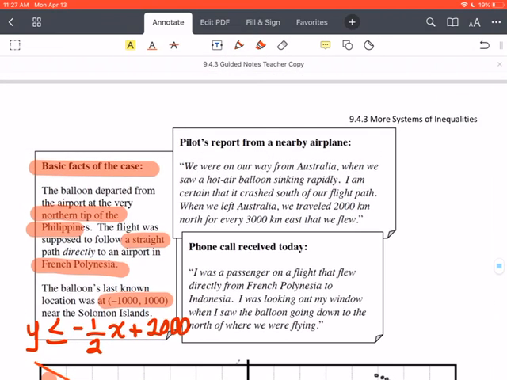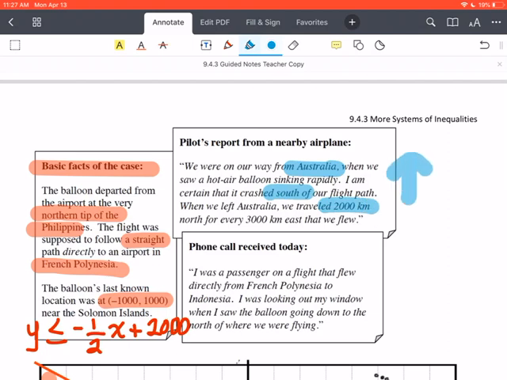Let's read the second. Pilots report from a nearby airplane. For this one, let's use blue. We were on our way from Australia when we saw a hot air balloon sinking rapidly. I am certain that it crashed south of our flight path. When we left Australia, we traveled 2,000 kilometers north and for every 3,000 kilometers east. And east is this way.